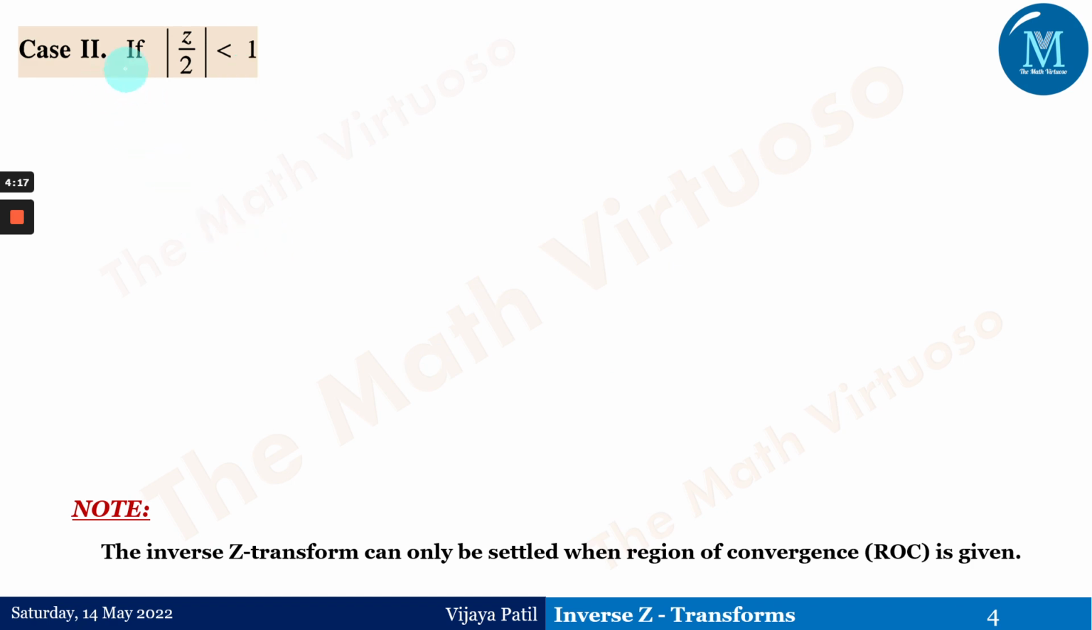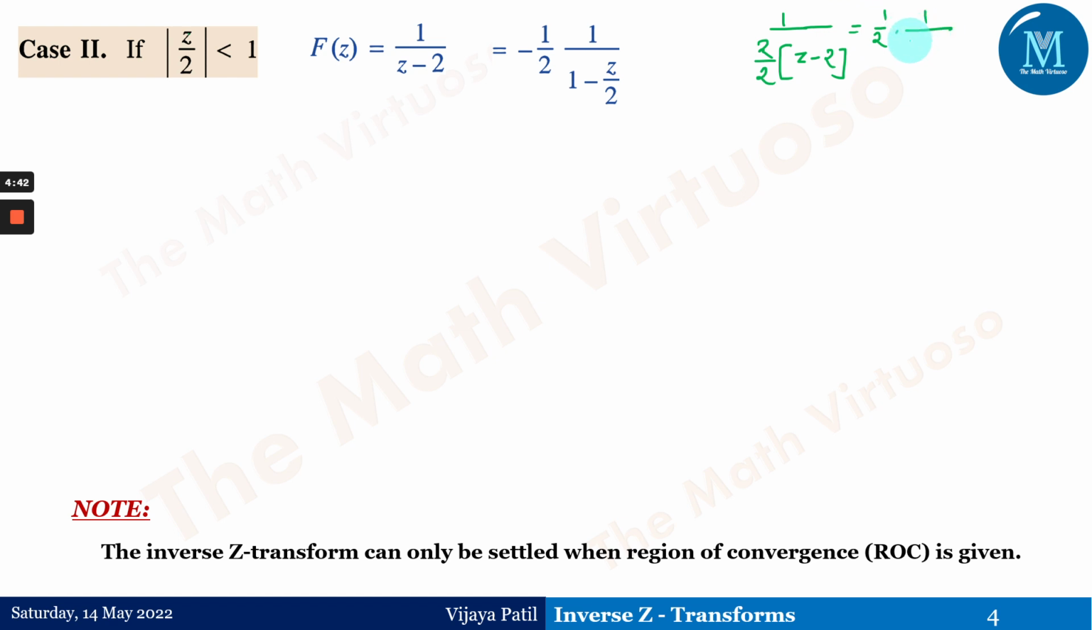Looking at case 2, if mod of z by 2 is less than 1, this is the function given to us, and because it is z by 2, we have to divide and multiply. So this is nothing but 2 by 2 of the function z minus 2. This can be written as 1 by 2 as it is into 1 upon z by 2 minus 1, and this can be written as over here.